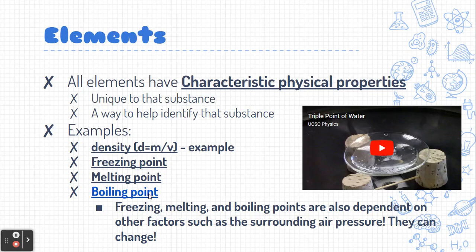Okay. So all elements have what? Characteristic physical properties, which means they have physical properties almost unique, or almost just them. Unique to that substance means only to them, and it's a way to help identify that substance. By the way, is it important to be able to identify substances? Of course. When you go, okay, how many people here do blood work? Like you go and you do blood work.